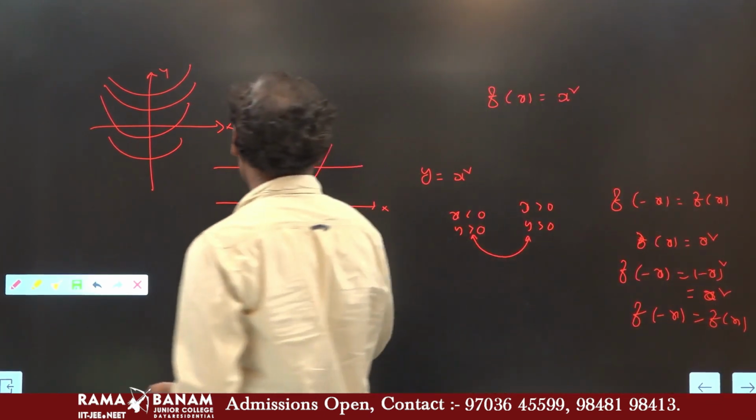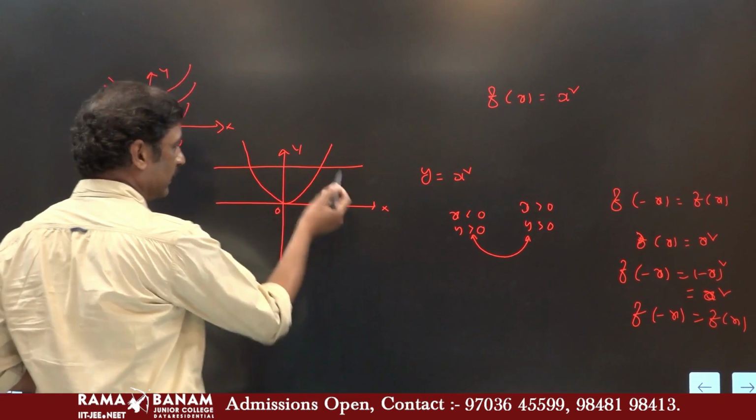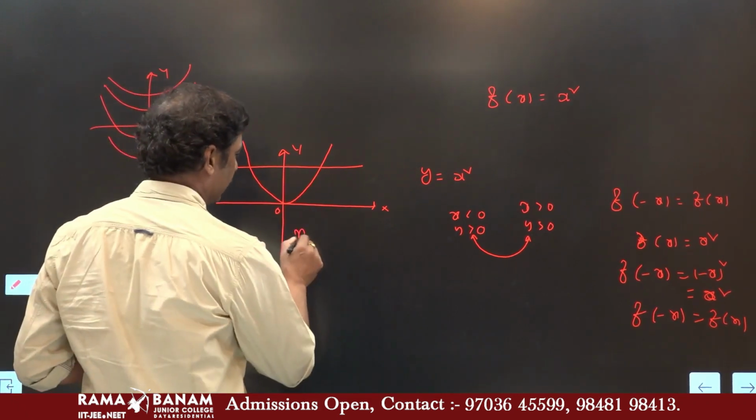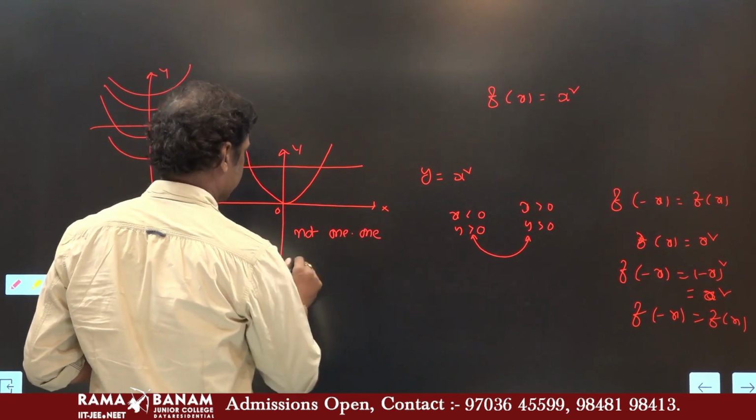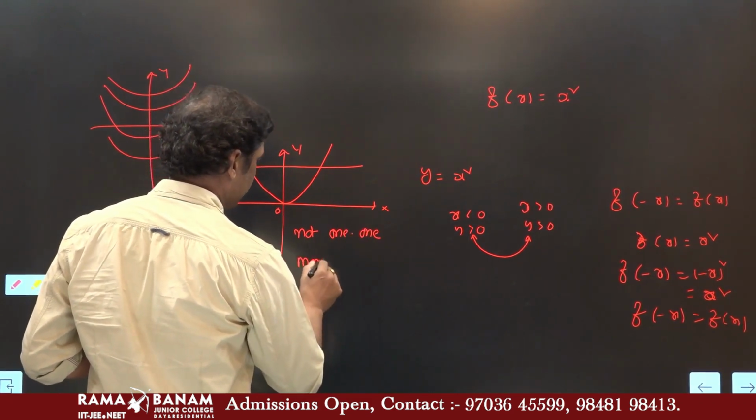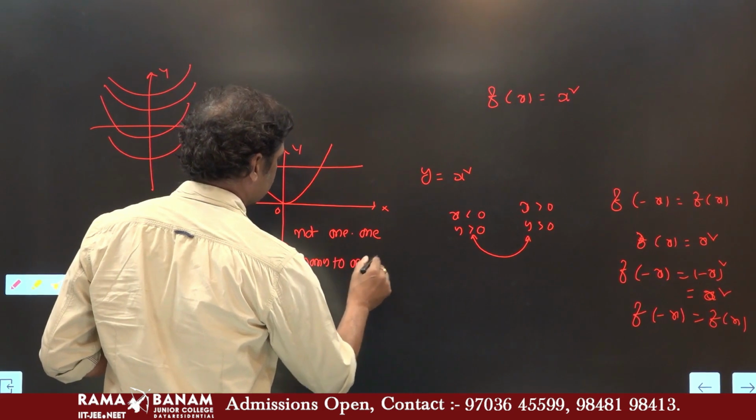Just see, this is the origin. It is not a one-one function. So it is said to be a many-one function. It is said to be a many to one function.